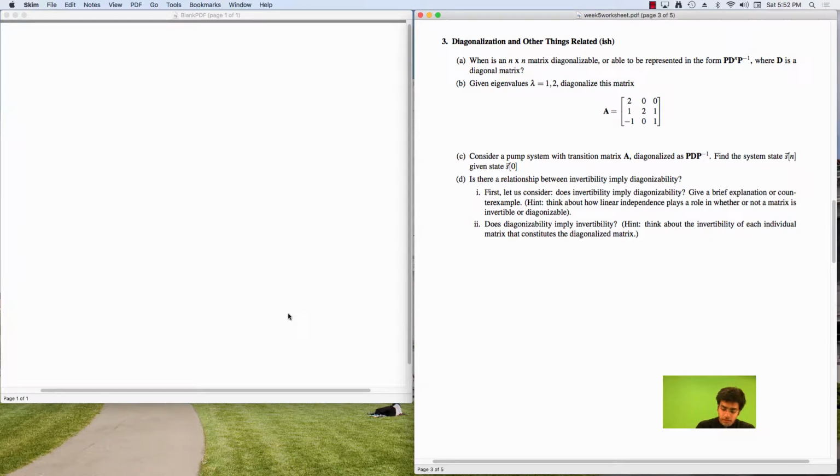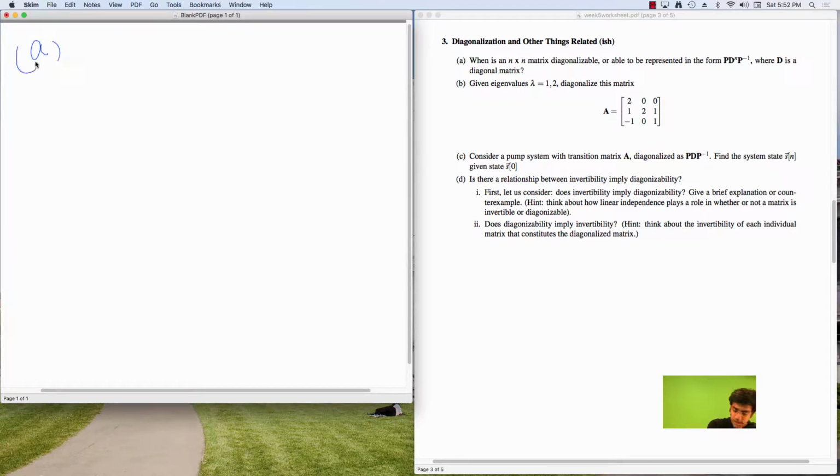Hello. We will now look at problem 3, spring 2018, week 5, which talks about diagonalization and eventually the relationship between diagonalization and invertibility of matrices. So let's start with the first part, which is 3A. And this talks about when an n by n matrix A is diagonalizable. So in other words, under what conditions.